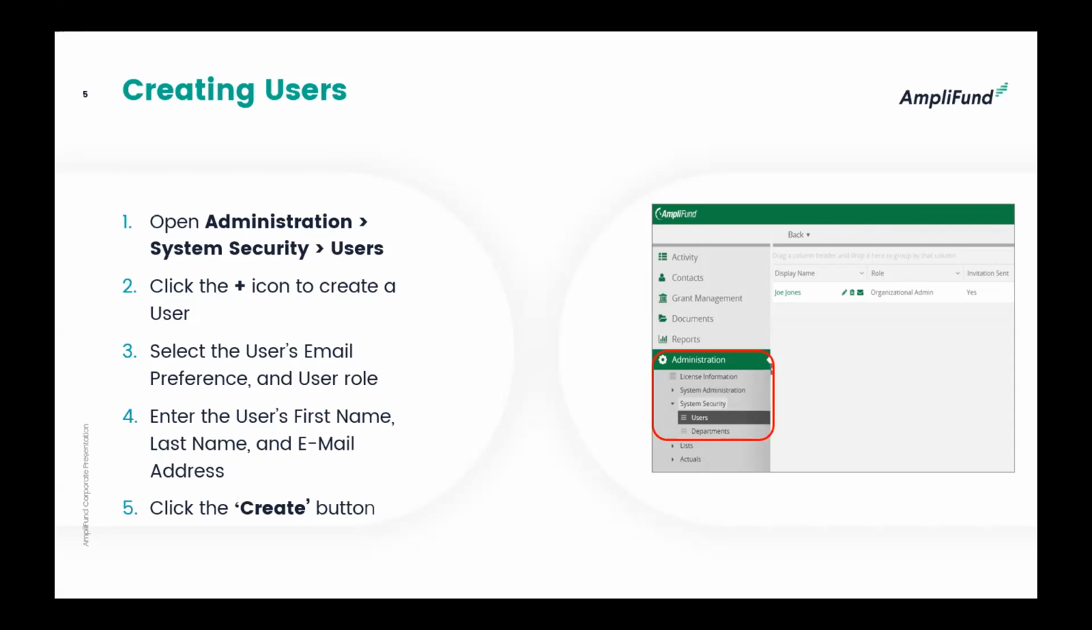You have unlimited users in your account, so feel free to create as many individuals as you need, but keep in mind that these individuals will be able to access the award information in Amplifund. So you'll be able to create these users by accessing the left navigation menu. You'll have a section called administration. You'll be able to scroll to users.